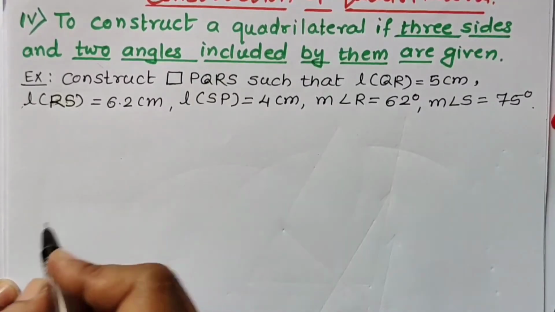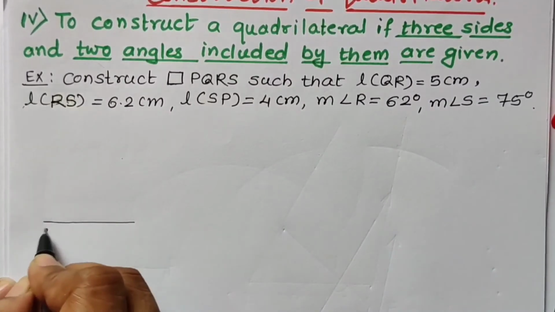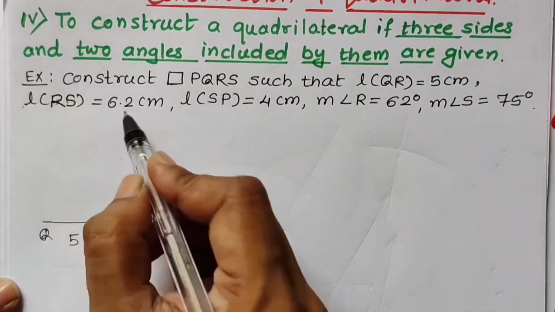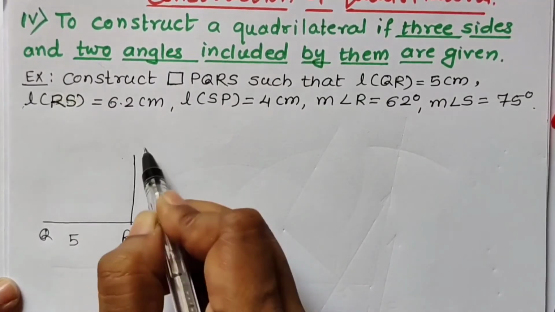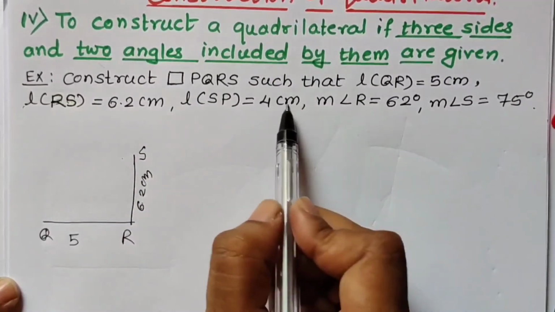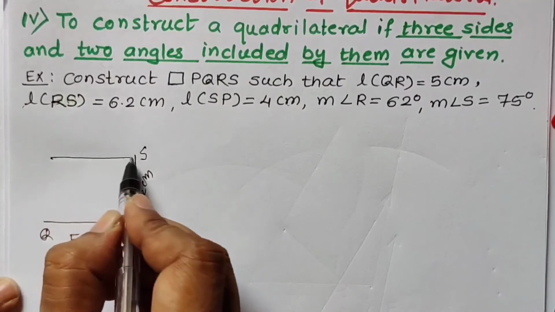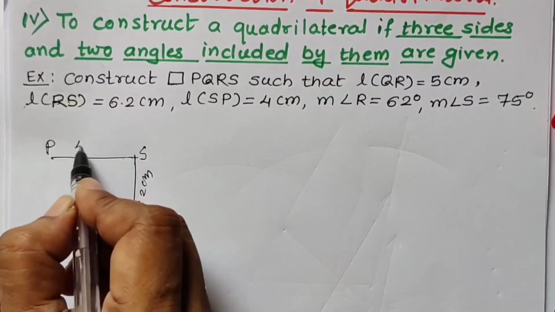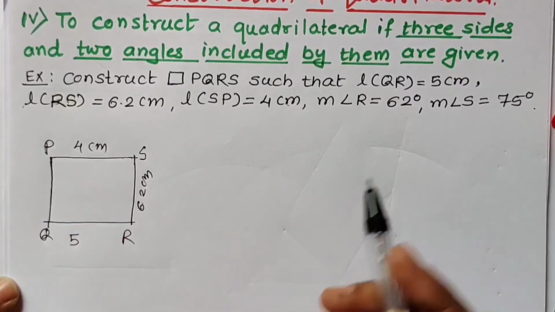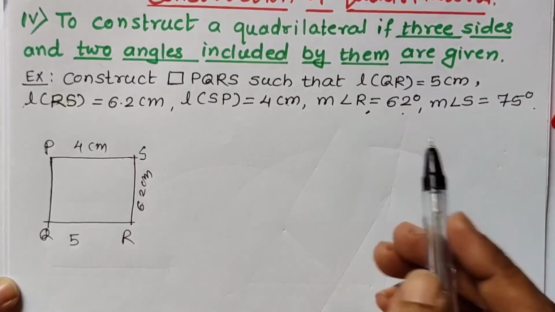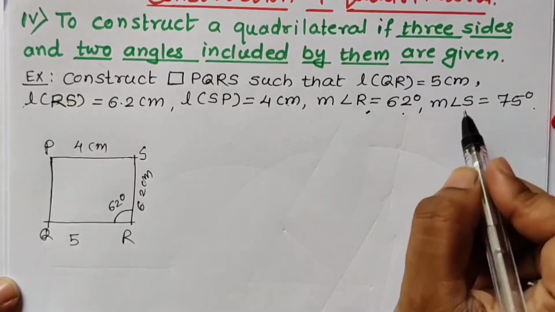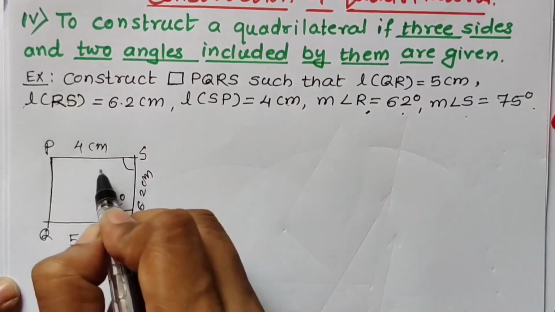QR is 5. So I start from QR. RS is 6.2 centimeter. SP is 4 centimeter, and you can join this PQ now. Angle R is 62. Where is angle R? This is angle R, which is 62 degree, and angle S is 75 degree.